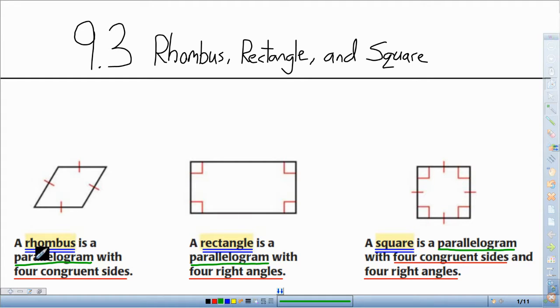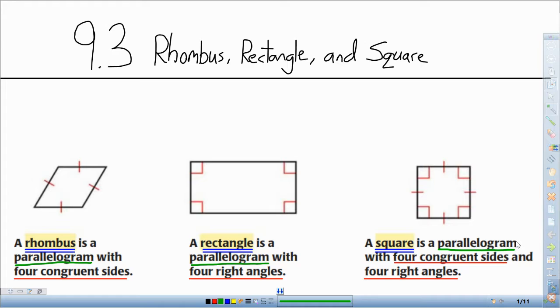So what is a rhombus? Well, it's a parallelogram, but the thing that really defines it is that it has four congruent sides. If a quadrilateral has four congruent sides, it is considered a rhombus. A rectangle is a parallelogram with four right angles. If you have a quadrilateral that has four right angles, you have a rectangle. And a square is a parallelogram with four congruent sides and four right angles. So if something has four congruent sides and four right angles, it is considered a square.